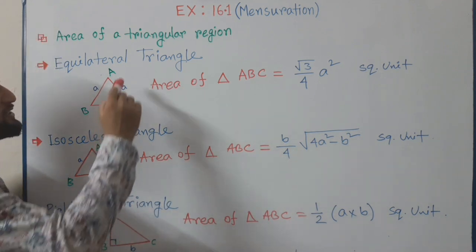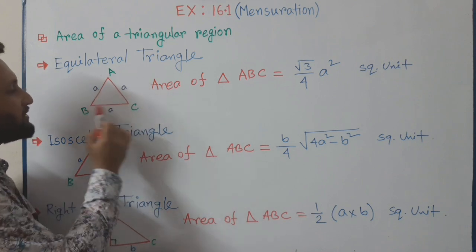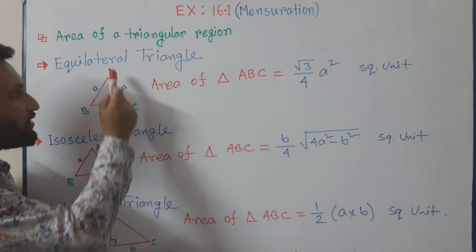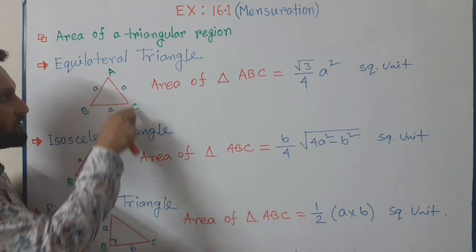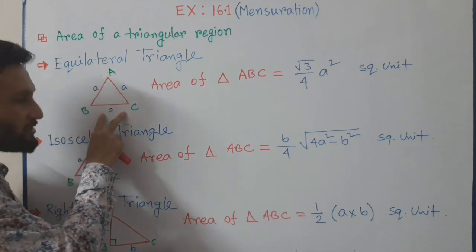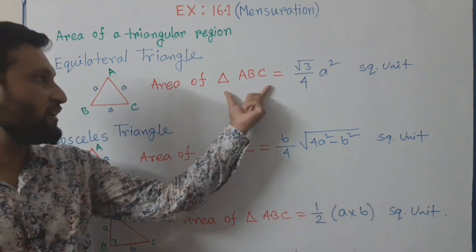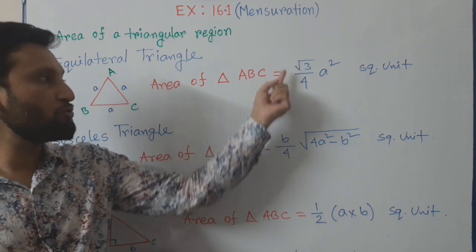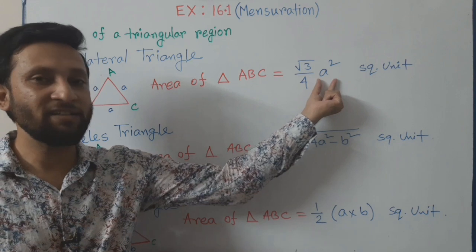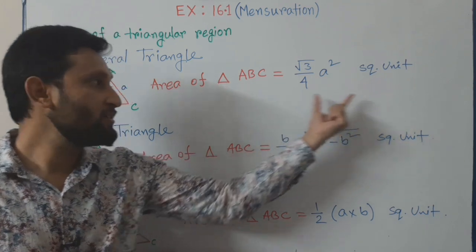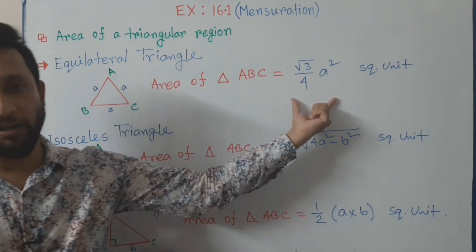Now equilateral triangle. Equilateral triangle, that means in a triangle three side lengths are equal. Suppose ABC is an equilateral triangle where each side length is A unit. Okay, that means three side lengths are equal and each side length measures A unit. So the area of this equilateral triangle ABC equals root 3 by 4 A square. That means root 3 by 4 one side square, and then square unit. This is the formula of area of this equilateral triangle.